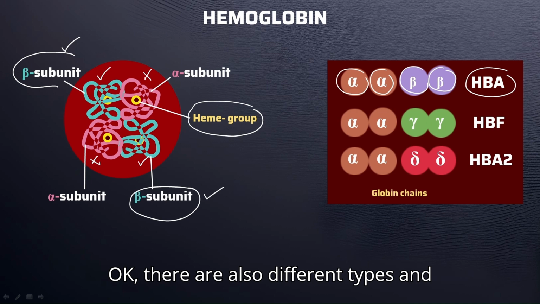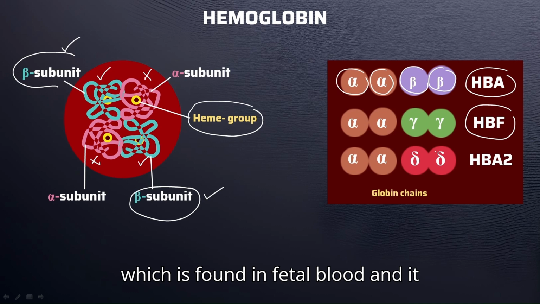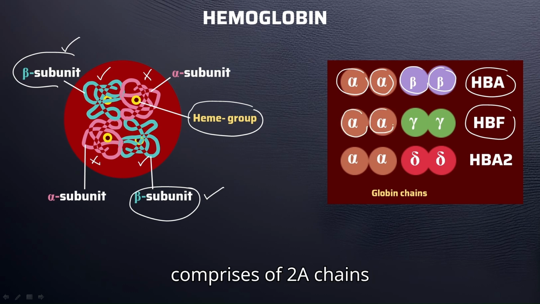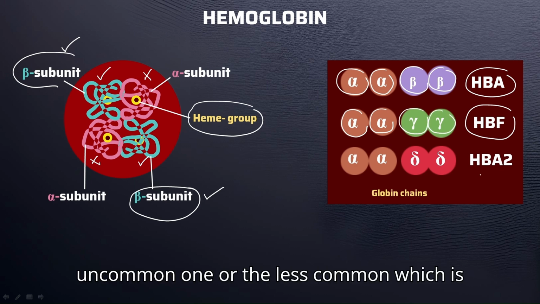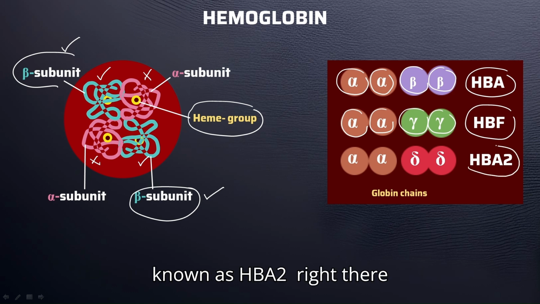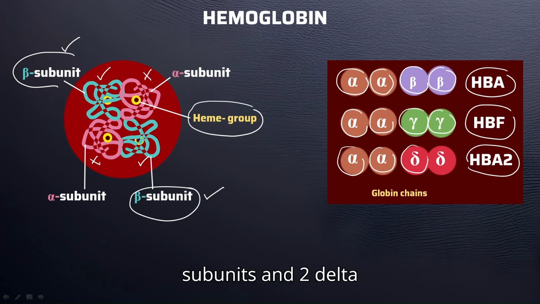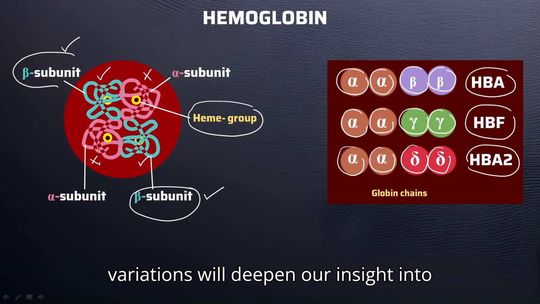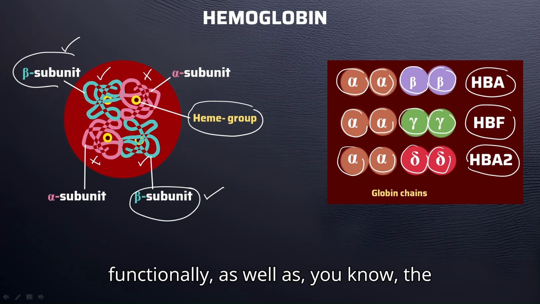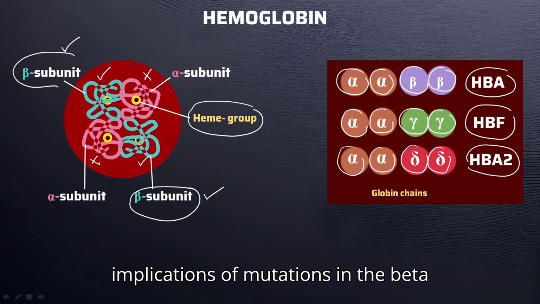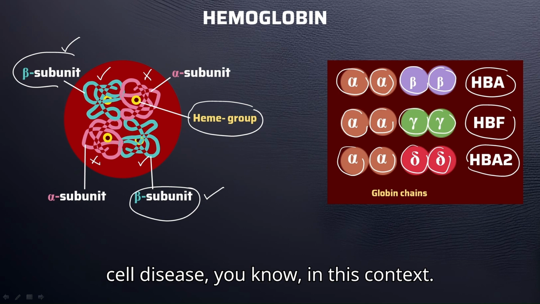Okay, there are also different types, and we're going to look at, for example, HbF, which is found in fetal blood, and it comprises two alpha chains and two gamma chains. Finally, we're also looking at the less common one, which is known as HbA2 right there. And this is made up of two alpha subunits and two delta subunits. So understanding these variations will deepen our insight into the molecular structure of hemoglobin functionally, as well as the implications of mutations in the beta globin chains, which is linked to sickle cell disease, in this context.